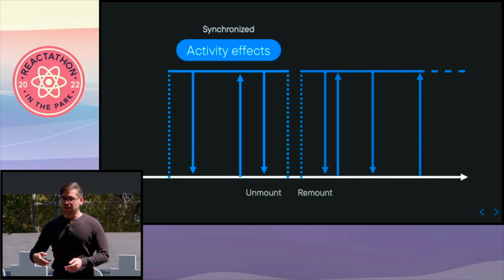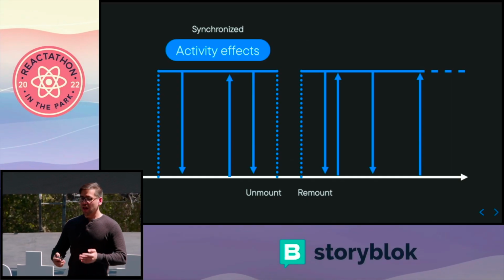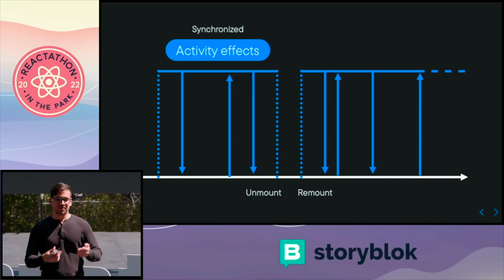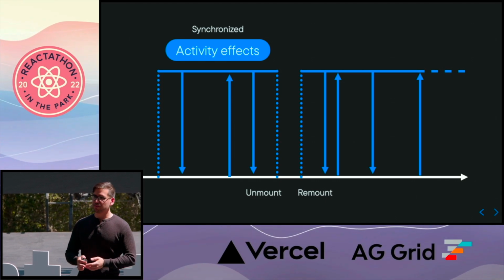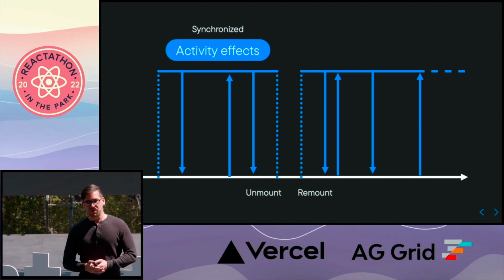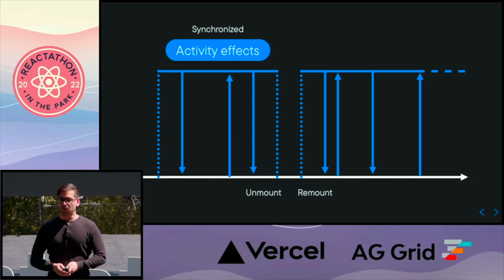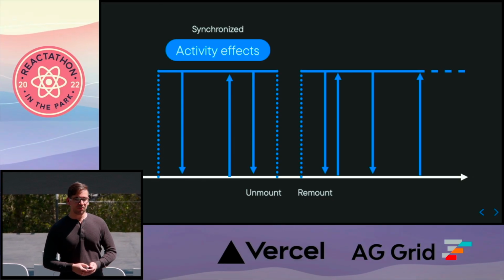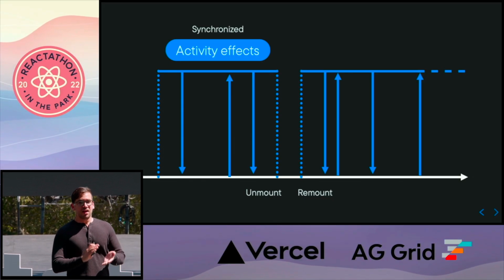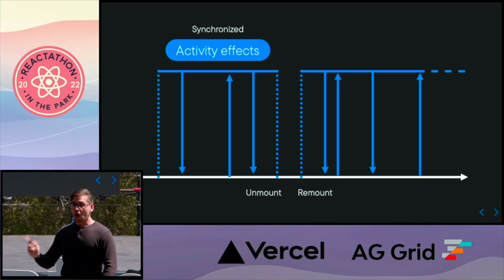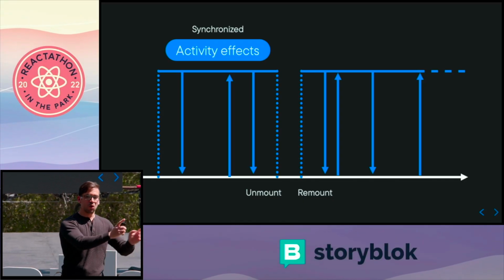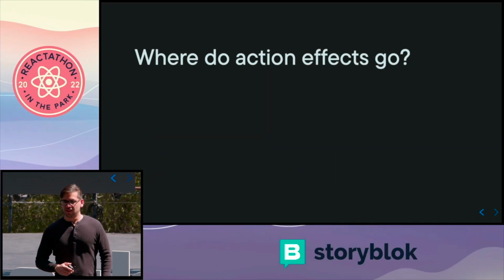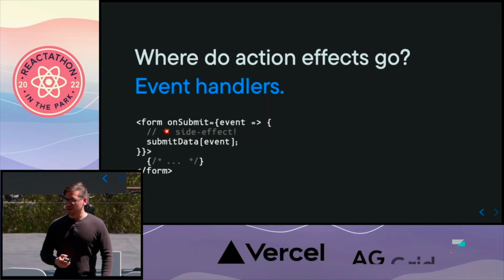And again, with React 18, you are going to have unmounts and remounts happening due to strict mode. And if you turn off strict mode, React 18 is going to do it anyway because of some concurrent rendering. So this is just something you have to be careful of. But typically, effects that are based on synchronization are safe to stop and remount, just because they're not those one-off action effects. So then where do action effects go?